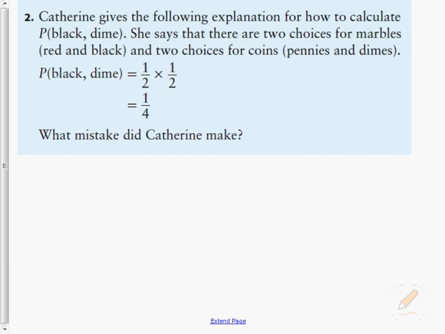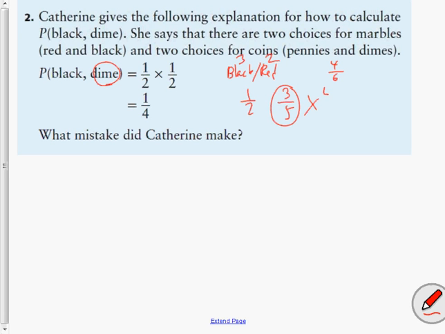So she says, because there are just black and red, that means there's a 1 chance out of 2 to go with black. But that's not true because there are 3 black marbles and 2 red marbles, which means the probability is not 1 out of 2, it's 3 out of 5 for drawing a black marble. And there are 4 dimes out of the 6 total coins. The probability of a dime is 4 out of 6, which means the overall probability is 12 out of 30, not 1 out of 4. So the mistake she made was she didn't think of how many coins or how many marbles in total were in there and what number of those were either black or dimes.